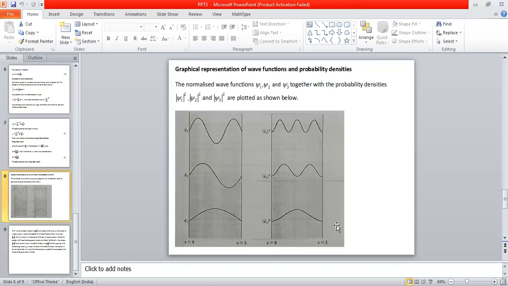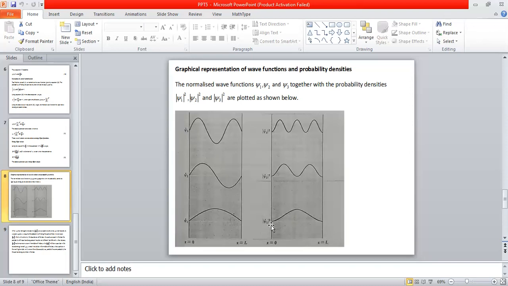According to this graph, the probability of finding the particle is maximum exactly at the middle of the box for the ground state, that is for n is equal to 1. This place where the probability is maximum is what we call an antinode. So we have one antinode here at the middle point.